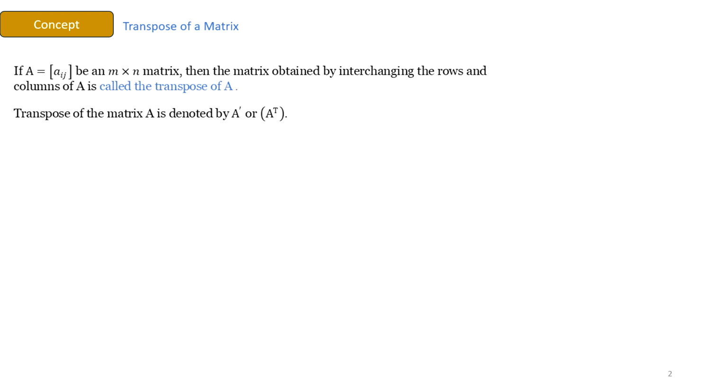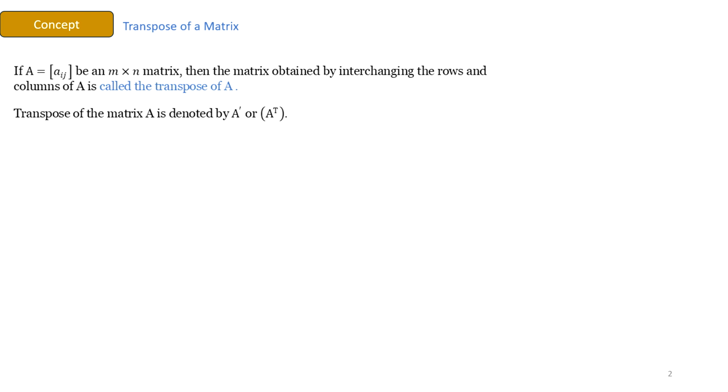If capital A with a general element small aij is a m by n matrix, then the matrix which is obtained by interchanging the rows and columns of A is called the transpose of matrix A. Transpose is denoted by A prime or A T as shown in the slide.